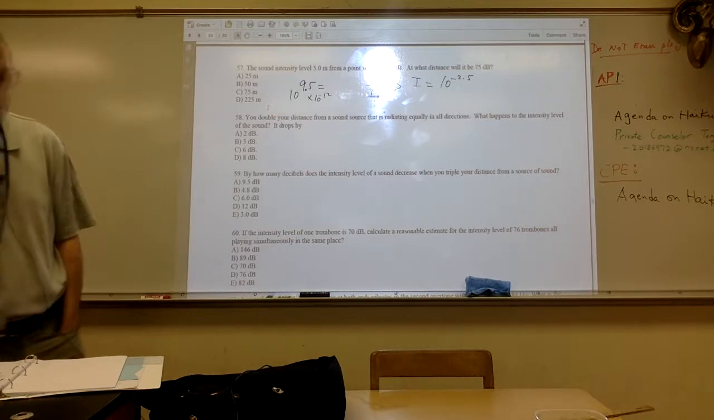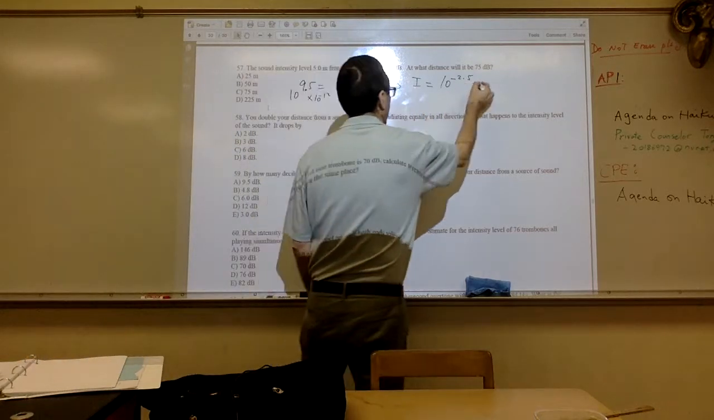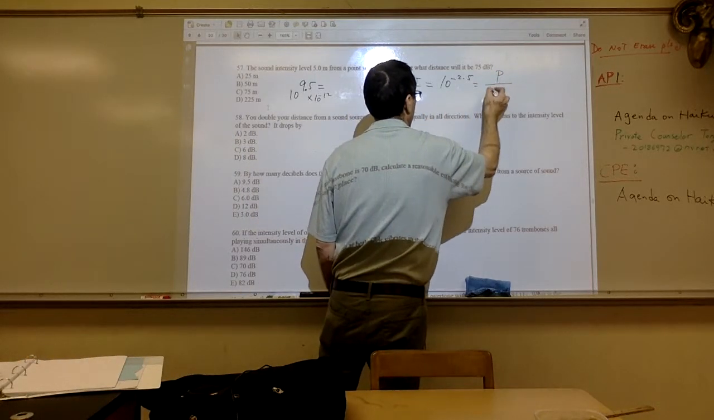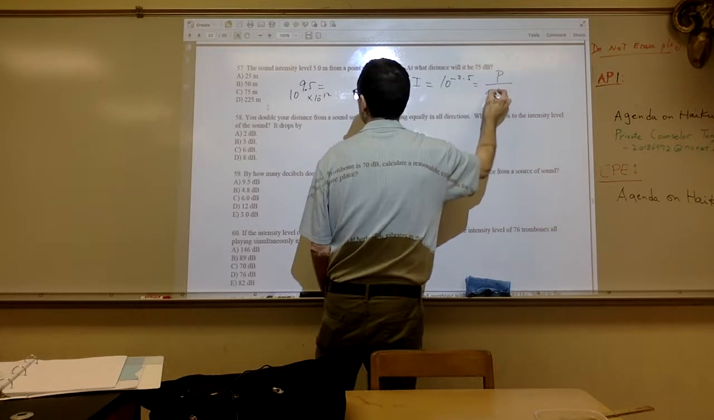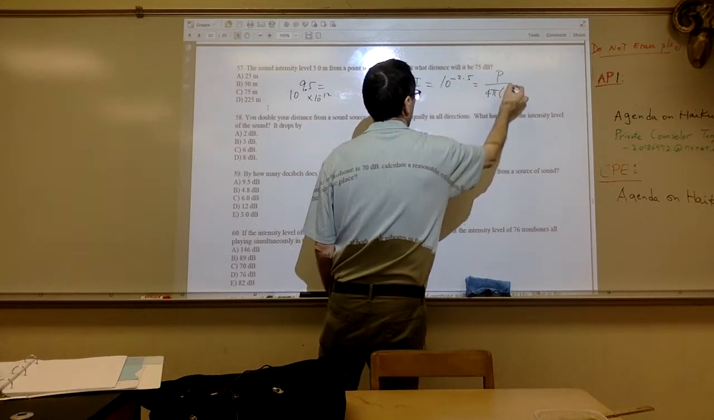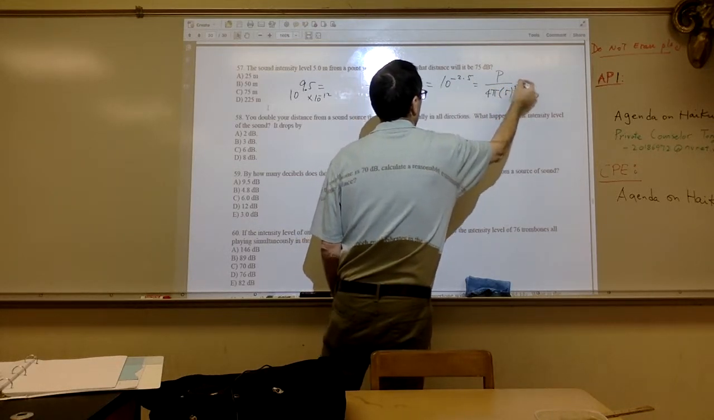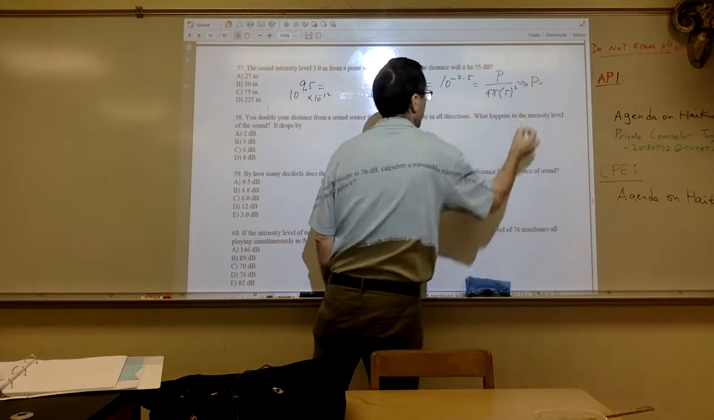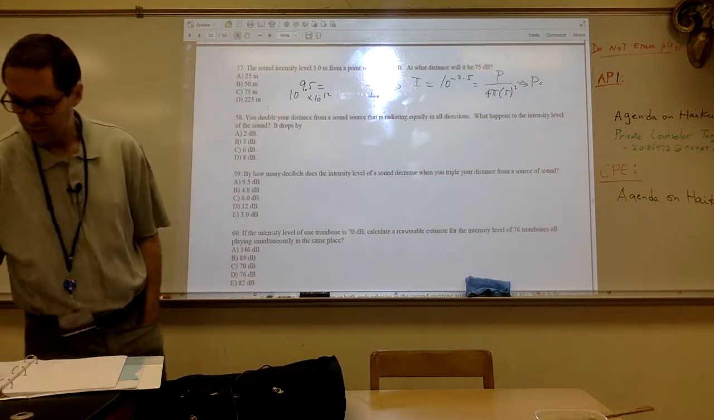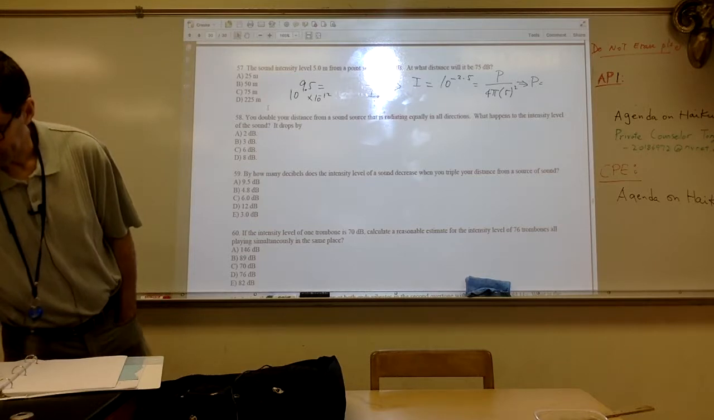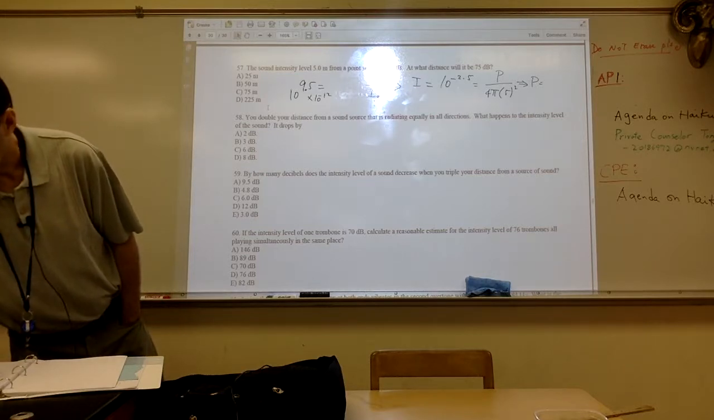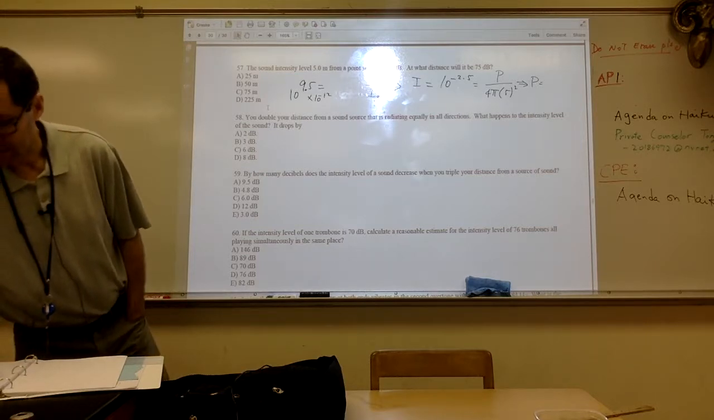And that's going to be equal to the power divided by 4 pi r squared, which is 5 squared. So I think we can get the power out of here. Actually, probably we don't need to find the power.